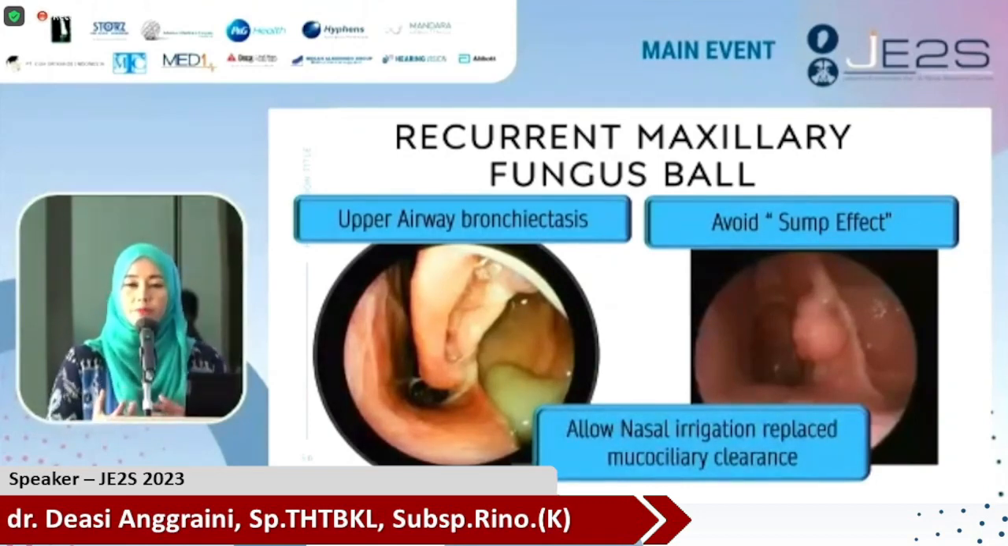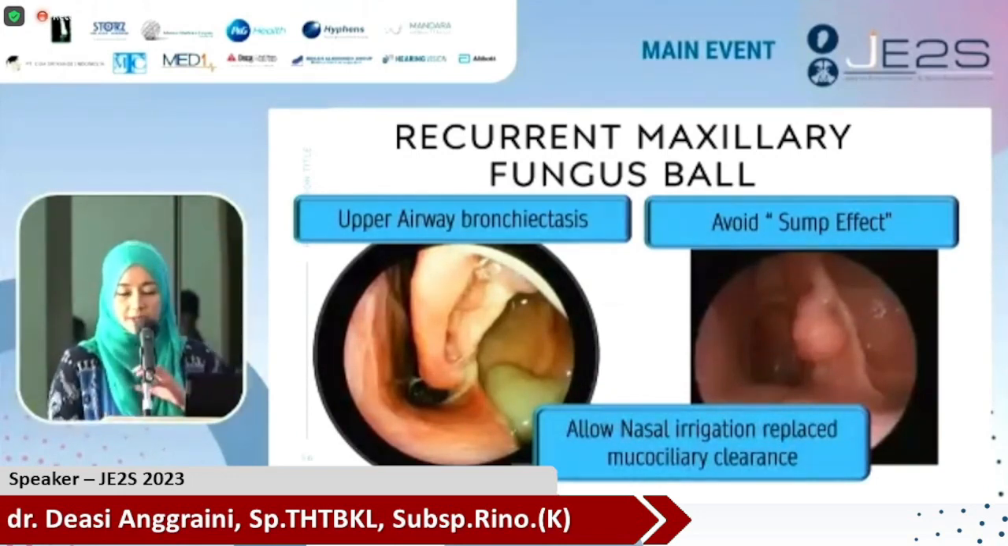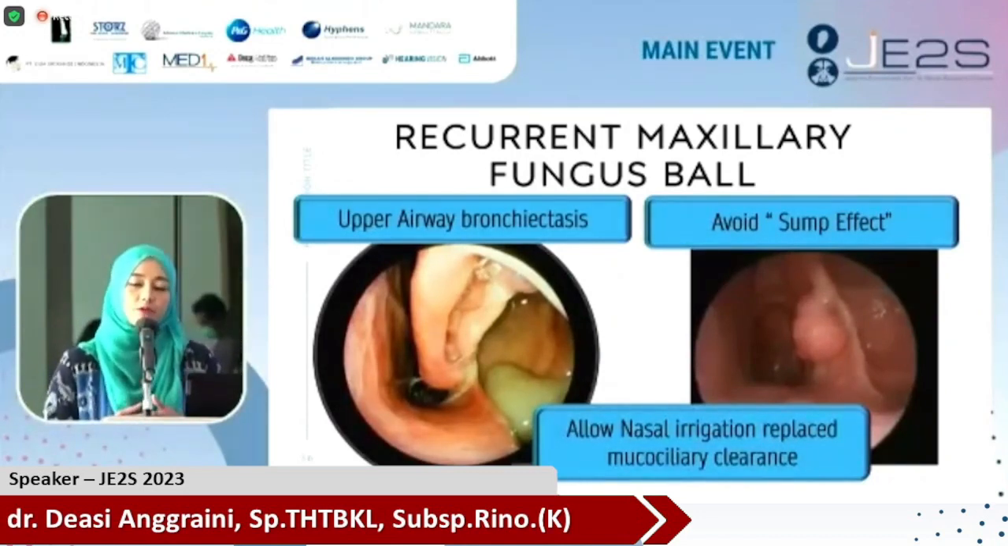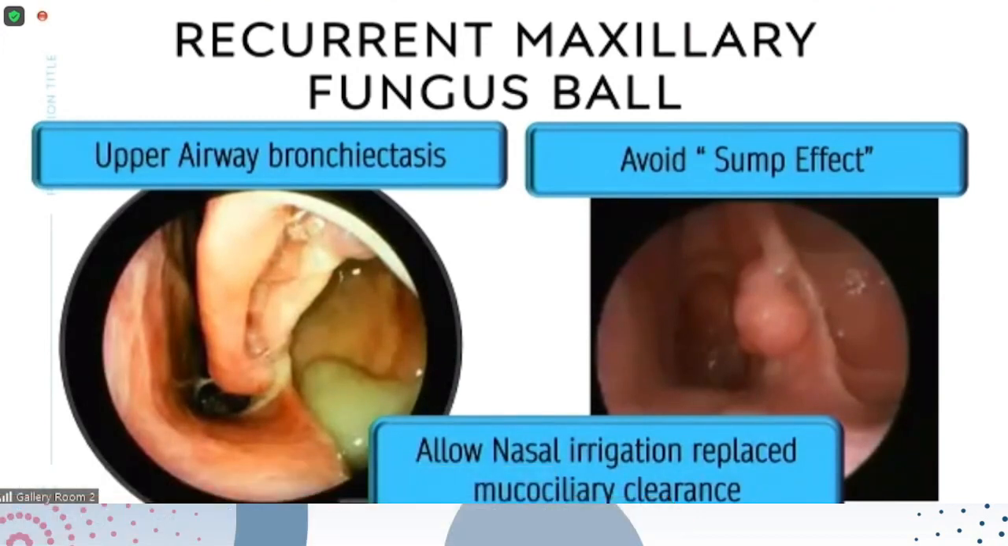Some from the English dictionary is sumur pompa, a pump well. So when we perform a giant antrostomy, the floor of the maxillary sinus forms a well, and when there is a disturbance of mucociliary clearance, the fungus ball cannot be cleaned by the ciliary clearance. So he suggests performing an endoscopic modified medial maxillectomy, then we cut the posterior end of the inferior turbinates, so we allow nasal irrigation to replace the mucociliary clearance in the maxillary sinus.